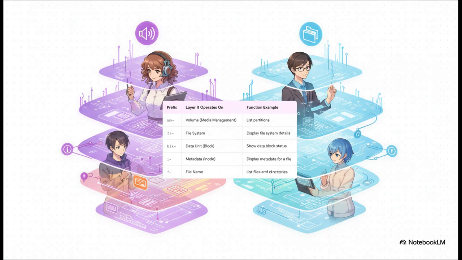What's so brilliant about the Sleuth Kit is the logic behind its tool names. It's actually super intuitive. Each tool has a prefix that tells you exactly which layer of that digital onion it works on. So M is for media management, which is the volume layer. FS is for the file system layer. I is for the metadata, or inode layer, and so on. It's just an incredibly organized way to tackle a huge investigation.